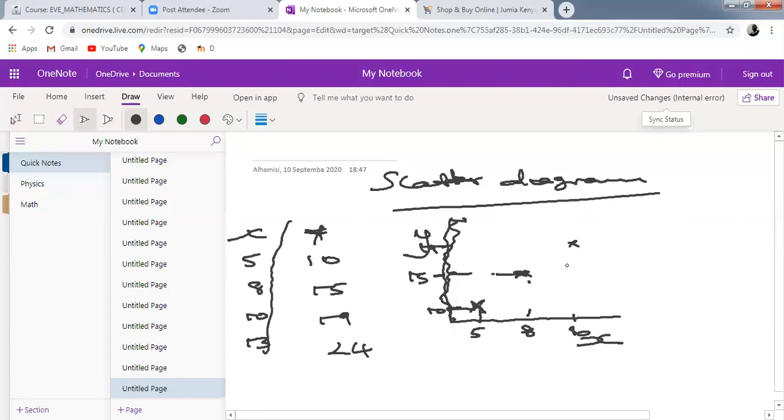So these points having been plotted on a graph like that without drawing a line to join them, it is known as a scatter diagram. So a scatter diagram can also be used to determine the level of correlation, whether it is perfect negative, perfect positive, and high positive, high negative, and all that, by just plotting these points. And this is normally what happens.